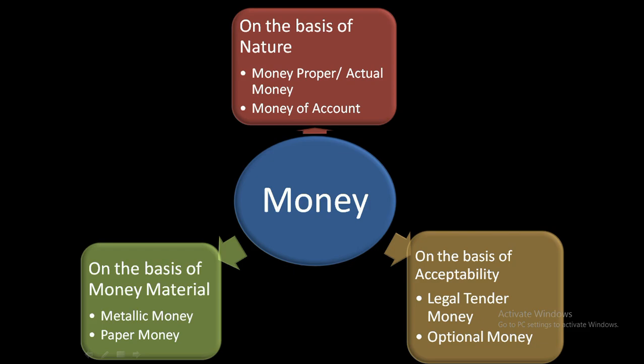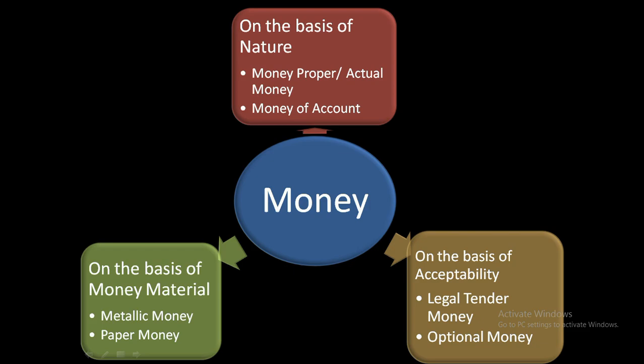So money. Money can be classified on the basis of three broader aspects that are nature, acceptability, and money material. Yes, in every aspect it is categorized into two sub-aspects. As you can see here, on the basis of nature, money proper, money actual, and money of account, there are two kinds of money.